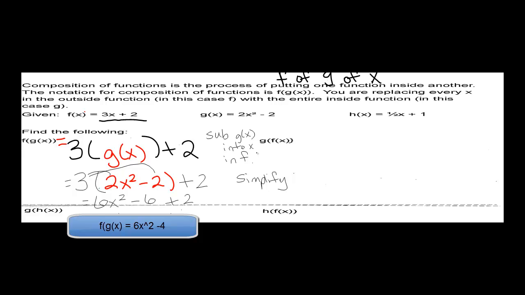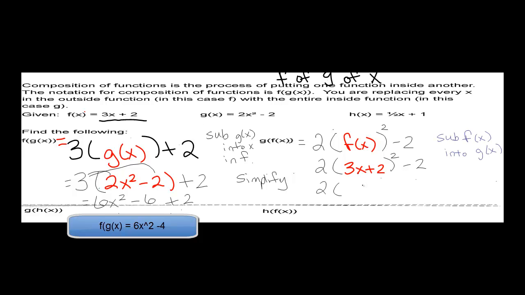Now let's look at g of f of x. We will use the same principle as before, except now it is in reverse order. And everywhere I see an x in g, I will substitute f. So write down the equation for g of x, leaving a blank where x is, and in that blank we will be putting f of x. F of x is 3x plus 2.